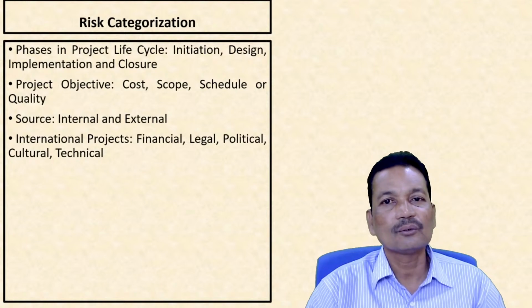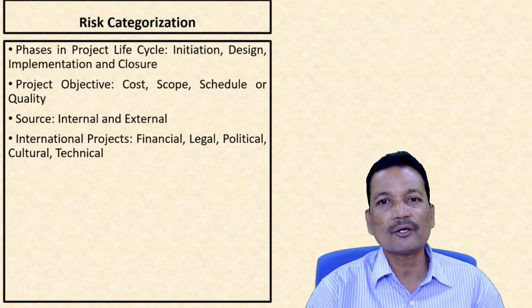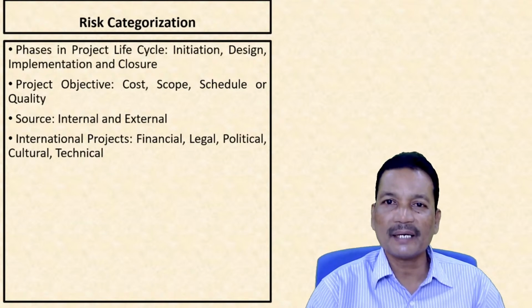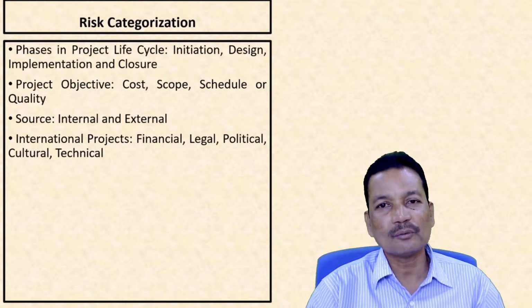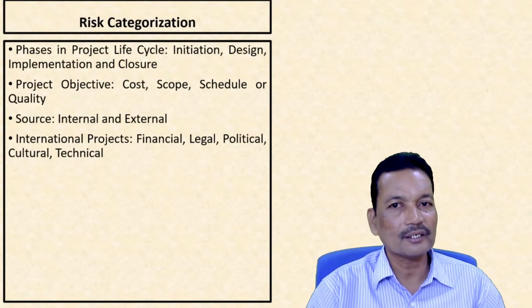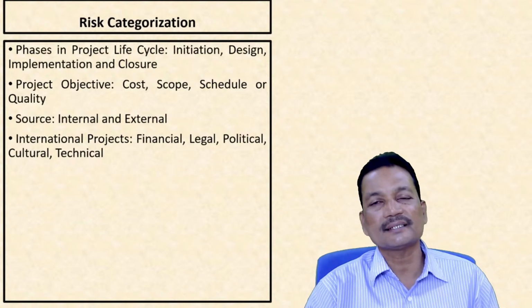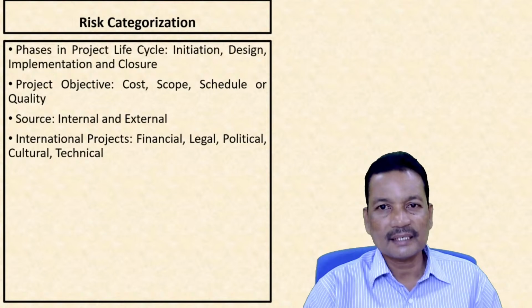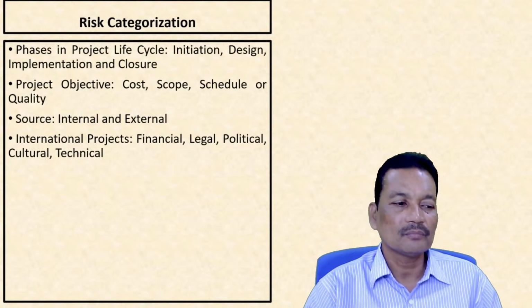Any risk which is having an impact on all types of projects in a similar manner, that means the economy as a whole, is called an external risk, or in other words we can say it is the systematic risk. That means risk generated out of the system.